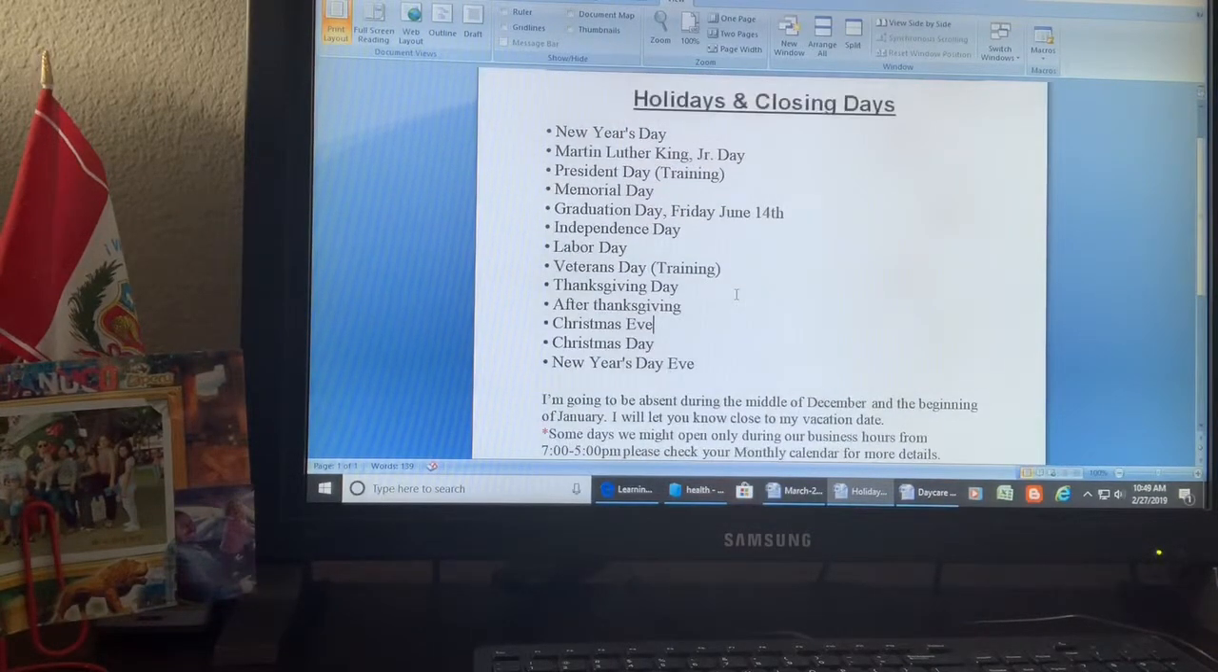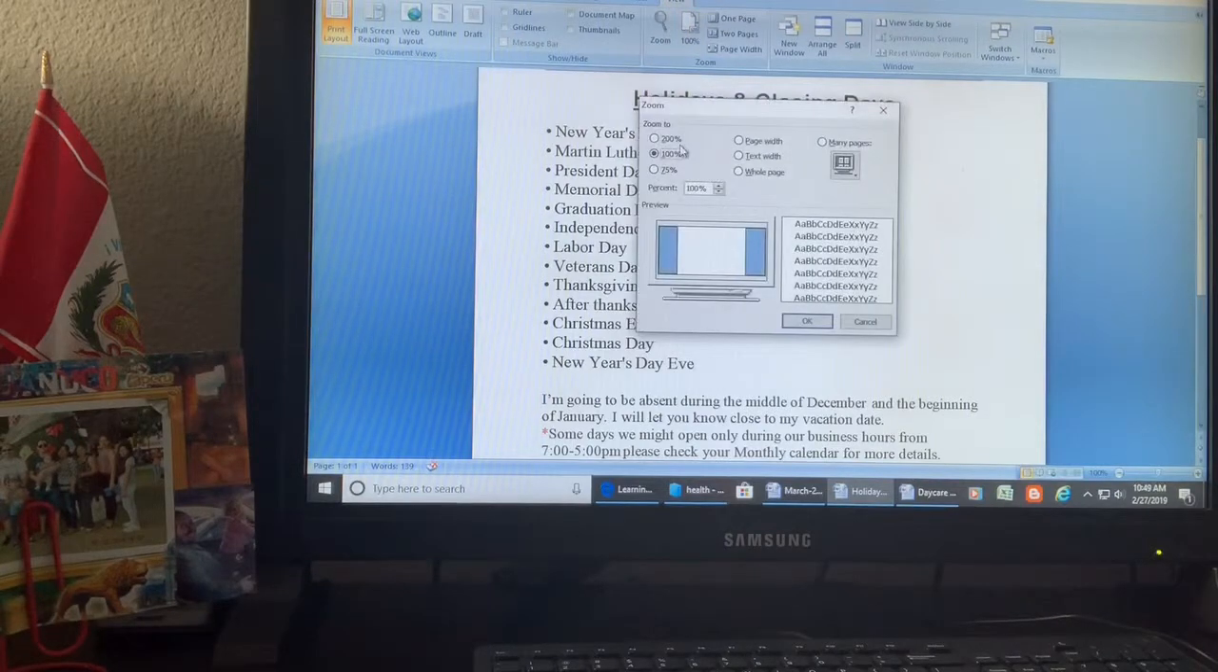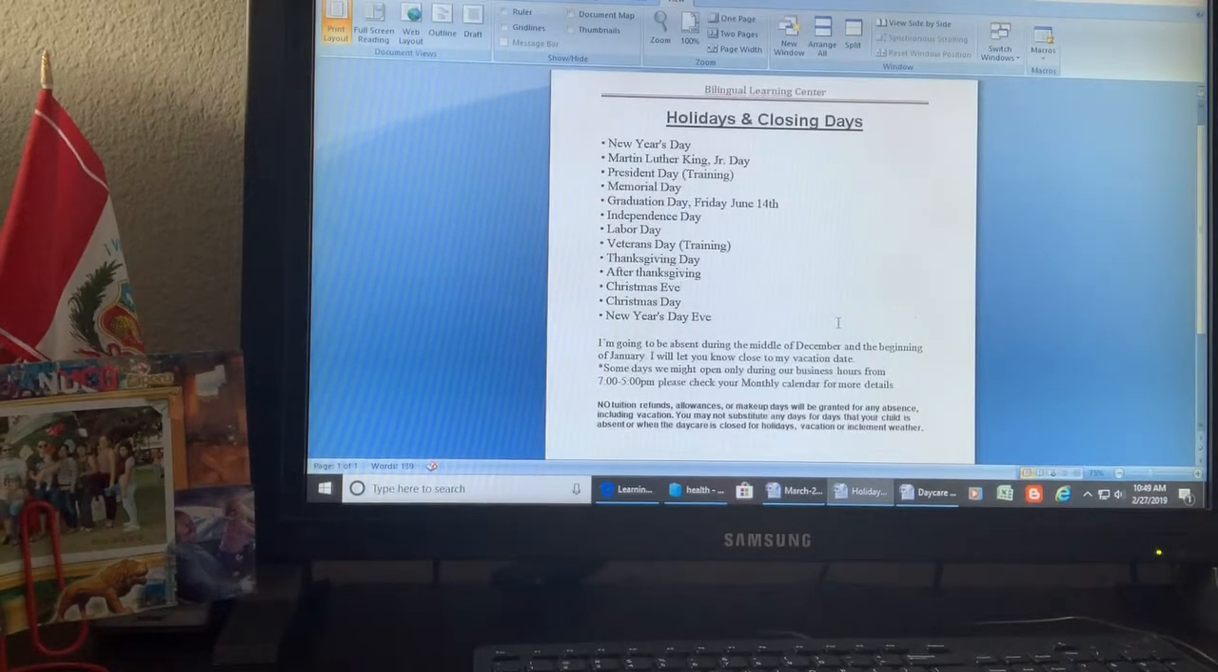So this is your business, and you can choose any day that you please. Just let the family know the days that you're gonna be closed, so they can plan ahead, and they can have backup care in case you are not able to work on that day.